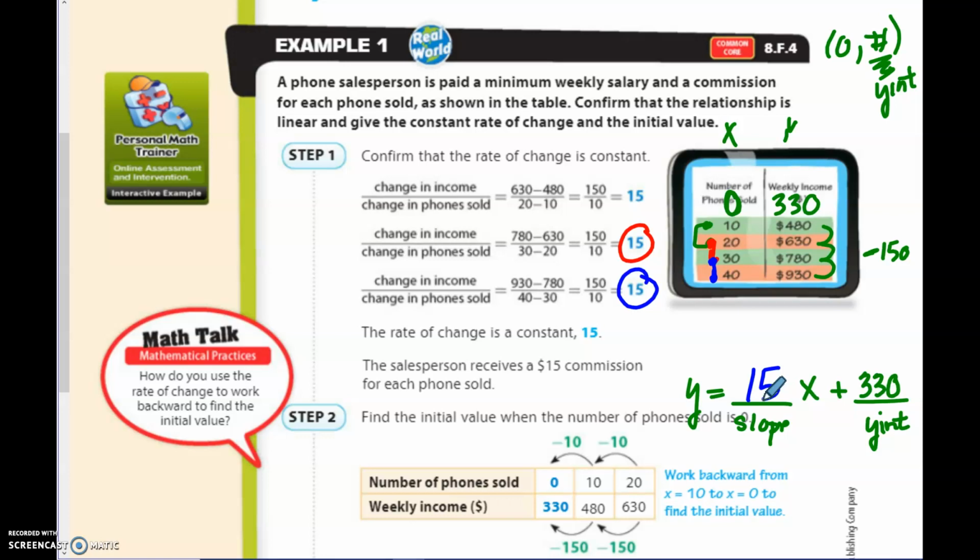Now here's another way: instead of doing this, we can do change in y over change in x. So what is this y value? Here's your y values. What is this y value changing by? 150. What are the x values changing by? 10. So what's 150 divided by 10? And you get 15. So that's another way that you can find slope.